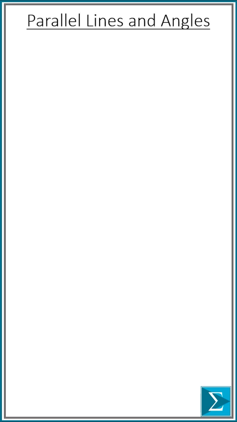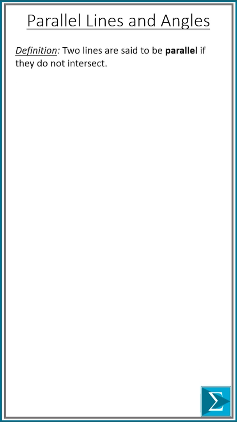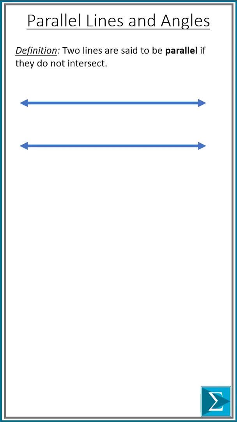In this video I want to talk to you about parallel lines and angles. First we'll cover some important definitions, and after we'll go ahead and work on some practice SAT problems. The first definition I want to cover is that of parallel lines. We say two lines are parallel if they do not intersect. Note that the distance between these two lines is going to be the same all the way throughout the lines.